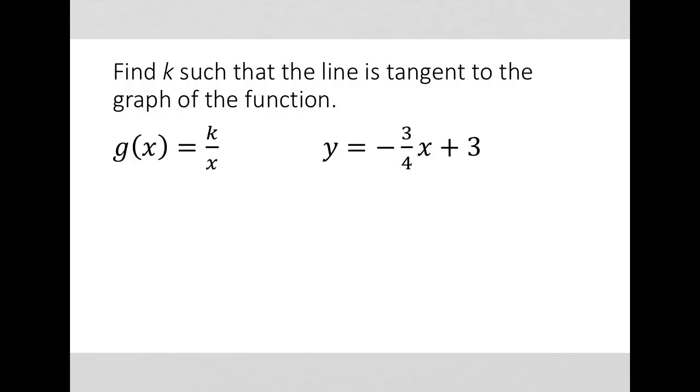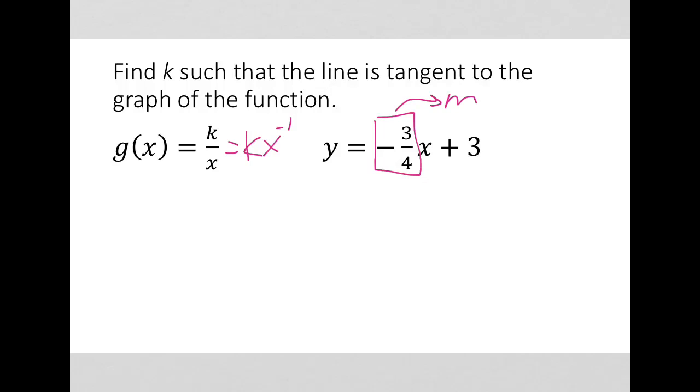So let's do another problem of the same variety. First, though, I'm going to rewrite this function as k times x to the negative first. Find k such that the line is tangent to the graph of the function. So notice negative 3/4 is my slope m.